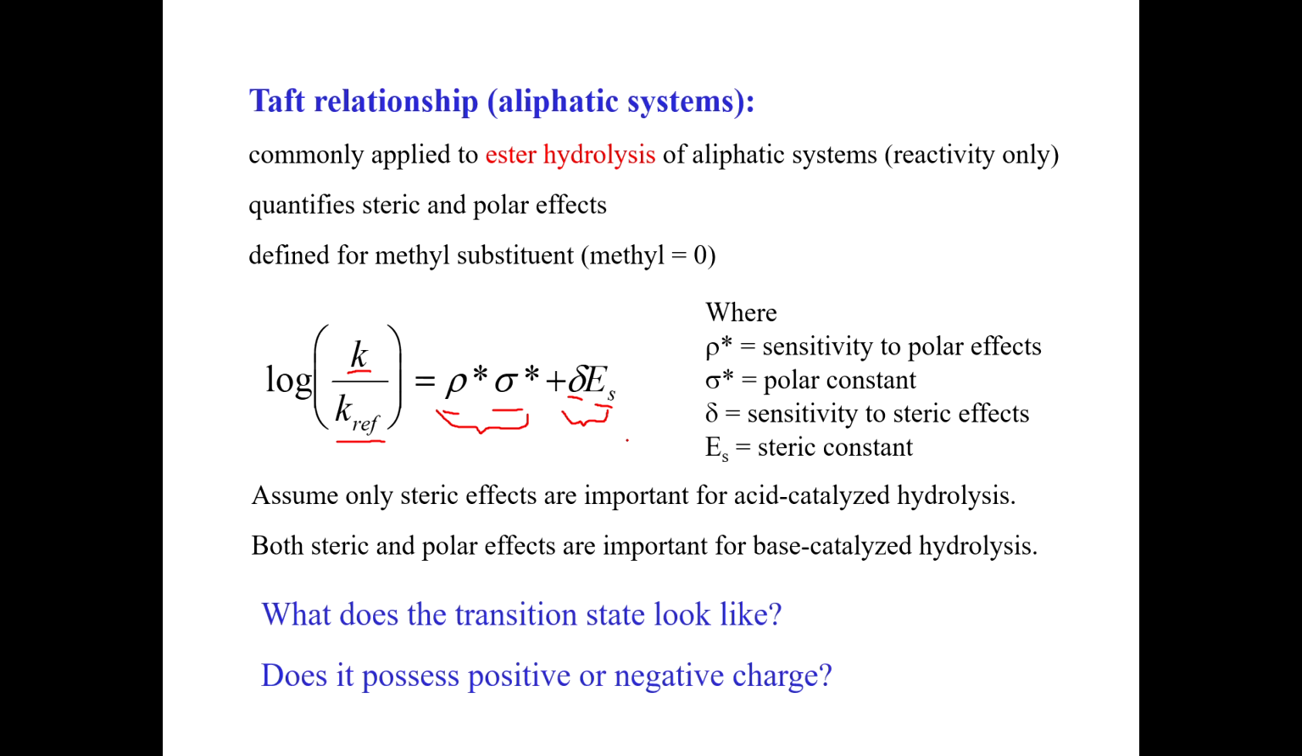So the way that you deconvolute the electronic effects from the steric effects is that you assume that only the steric effects matter when you're looking at acid-catalyzed hydrolysis. So you measure the rate for the acid-catalyzed reaction, you assume that this is 0, doesn't matter for acid-catalyzed, and that helps you determine the steric constants. And this works because for acid-catalyzed hydrolysis, you're assuming that everything is protonated, the leaving group has no problem leaving, and that the polar effects therefore are not as important.